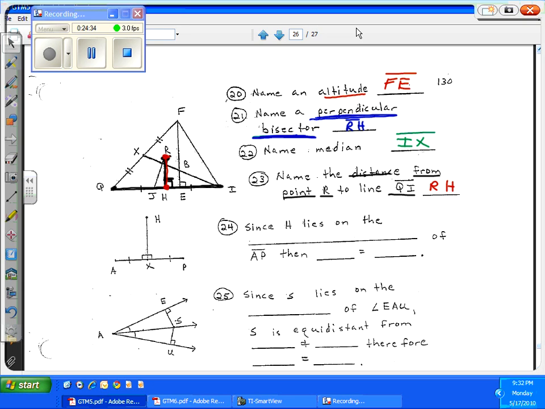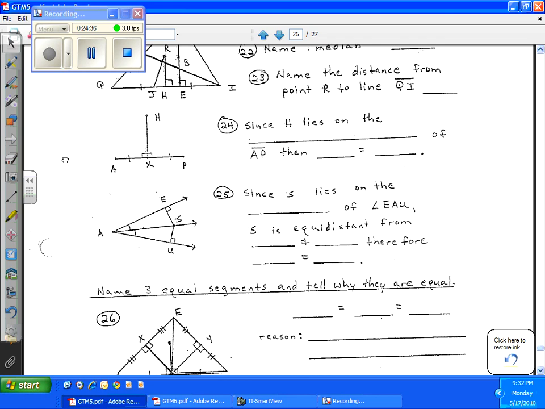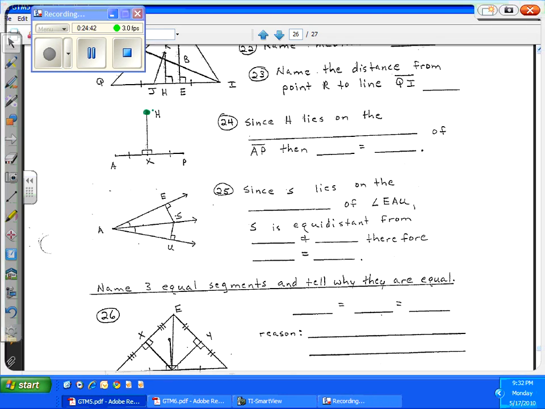All right. Next picture. Since H lies on the what? That's a midpoint, which means that XH bisects it, and it's perpendicular. So XH is a bisector, and it's perpendicular. So it's a perpendicular bisector. Point H lies on the perpendicular bisector.